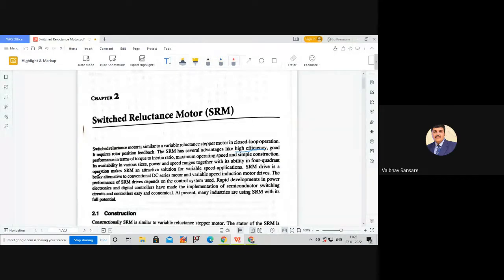speed induction motor drives. Now, why is it a better alternative for the DC series motor drive? That is due to the higher value of torque to inertia ratio, and good performance related to torque and inertia control. The second one is why it is better than the variable speed induction motor drive: because of its higher efficiency and maximum operating speed. It operates under a wide range of speed variation, and due to this we can use this SRM drive as a better alternative for the DC series motor and variable speed induction motor drives in actual applications.